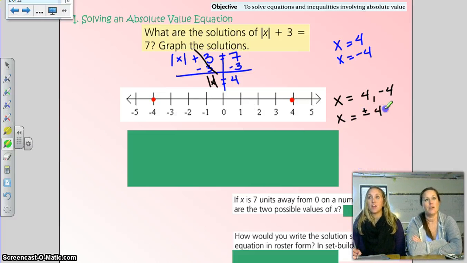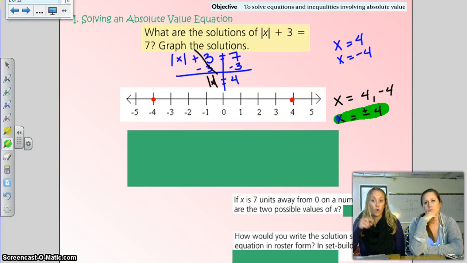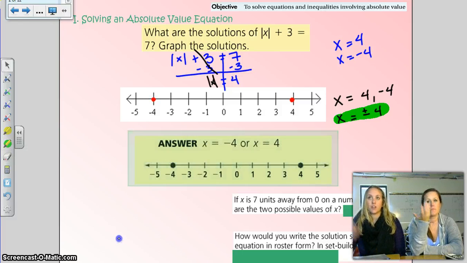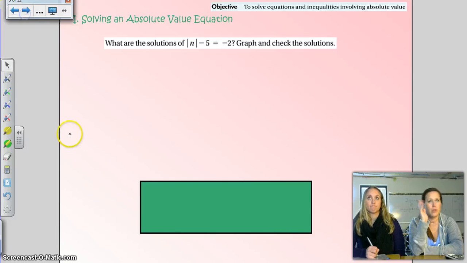Okay. So this is saying plus or minus 4. That's how you say it. Plus or minus 4, or positive or negative. There it is. So there you go.